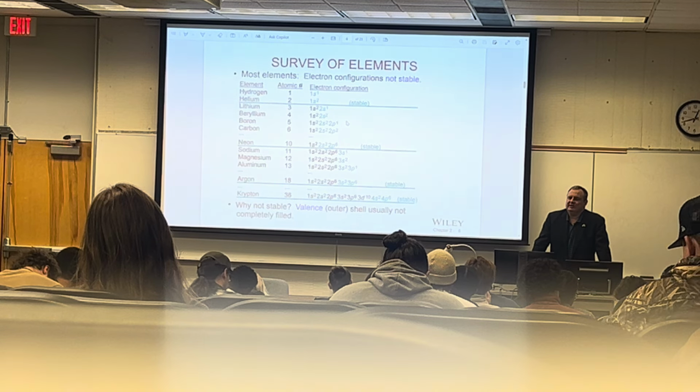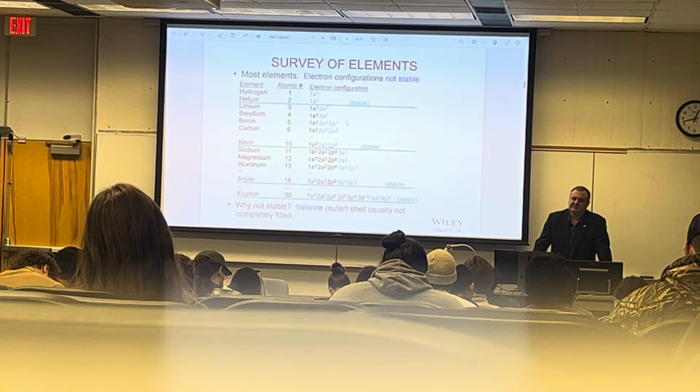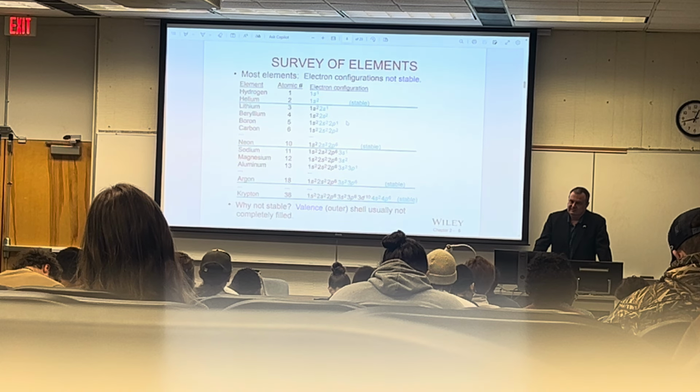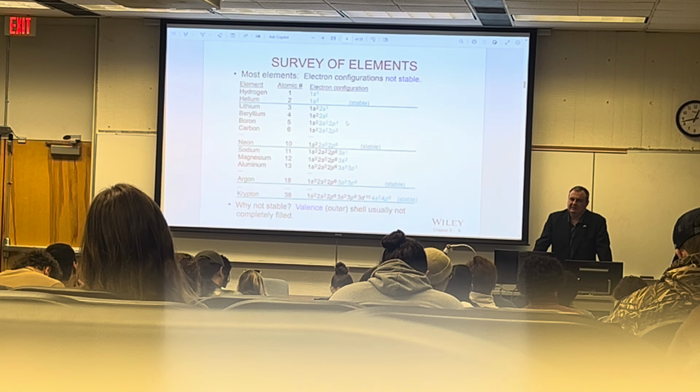Helium is an inert gas. Helium has 1s2 configuration, and it is stable. Why is it stable? And why is it called an inert gas? Because its shell is filled, and its electrons do not participate in the processes that we are going to discuss today.